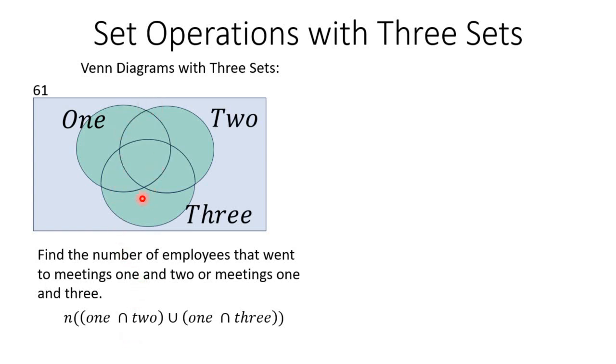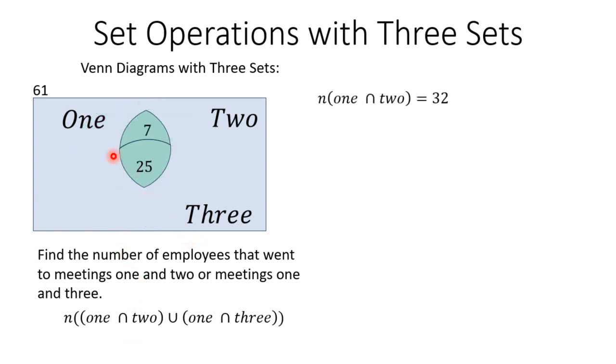So I'm looking at the intersection of set 1 and 2, which is those 32 people there. If you remember the Venn diagram, there would be 32 people here. 7 and 25 makes 32. We're also going to look at the people that went to 1 and 3. So let's look at the people that went to 1 and 3. There's 29 people that went to 1 and 3.